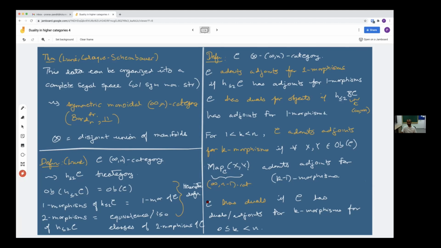Finally, I'll make the definition that C has duals. And this entire definition is due to Lurie. That C has duals if C has duals/adjoints for k-morphisms for 0 less than or equal to k less than n. So zero-morphisms are objects. So that's why I have to say duals/adjoints. So it should have adjoints for 0 less than or equal to k, strictly less than n.